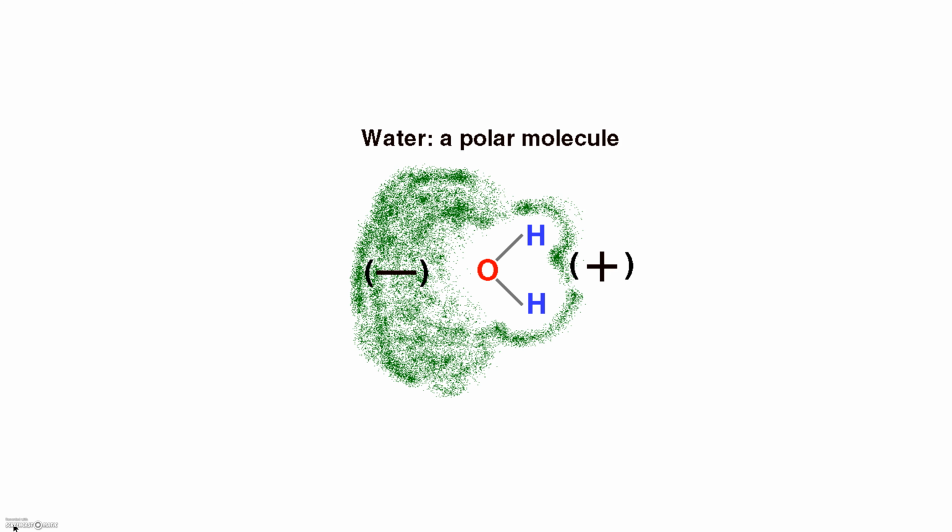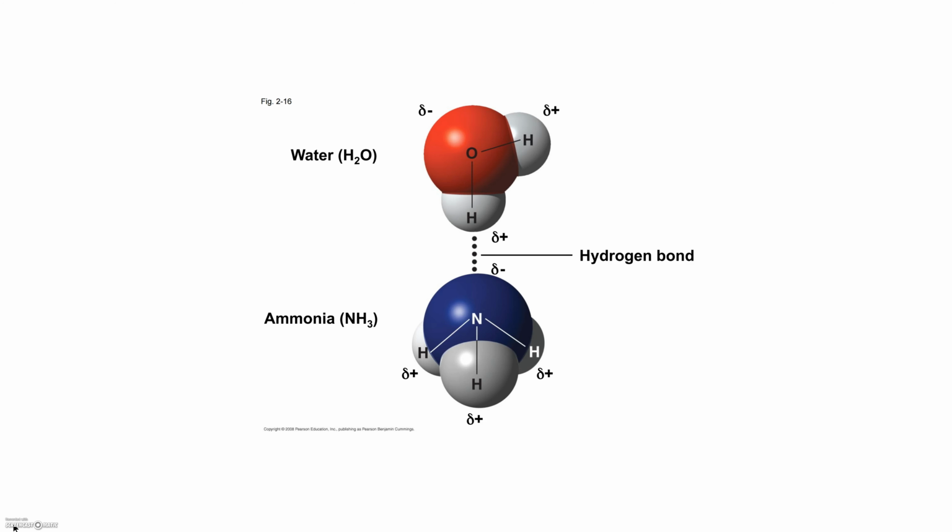And yeah, so let's see. So basically here you have a water molecule being attracted to an ammonium or ammonia molecule, and you can see that the hydrogen is positively charged, and the nitrogen atom is negatively charged. So that's why the hydrogen atom forms a hydrogen bond with the nitrogen atom, because they have opposite charges.